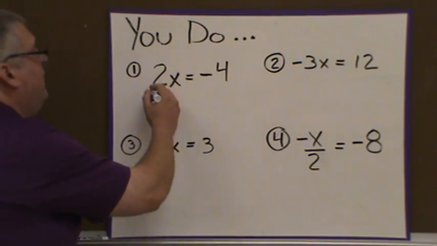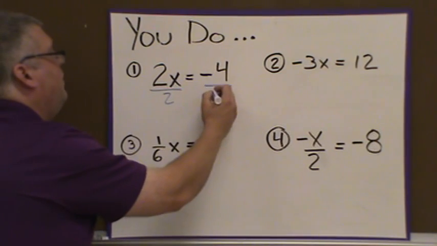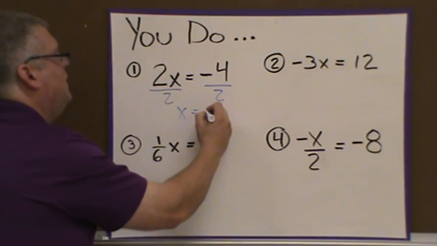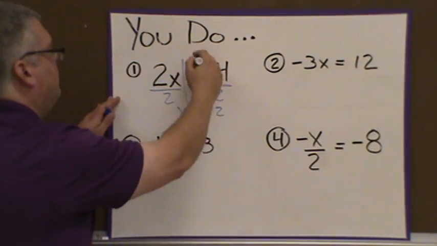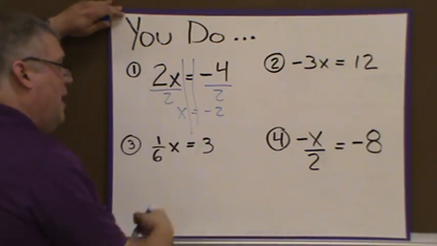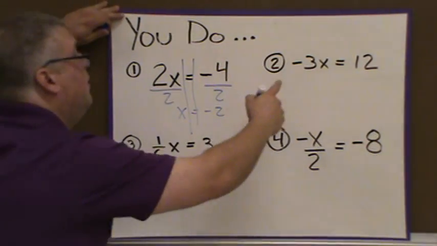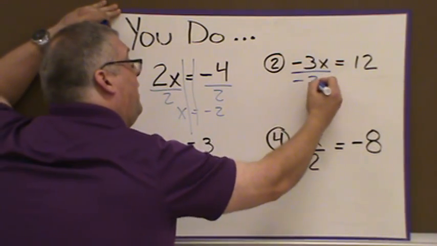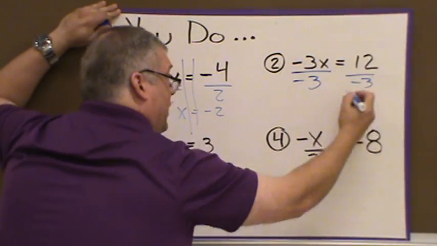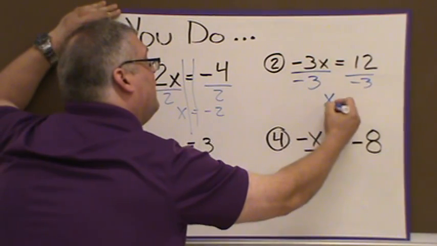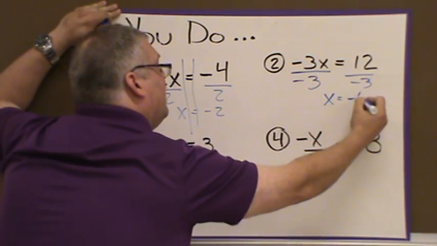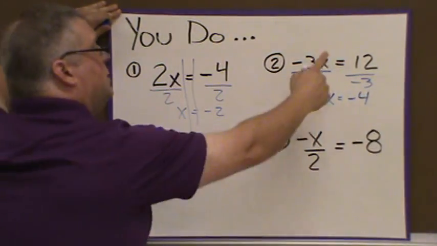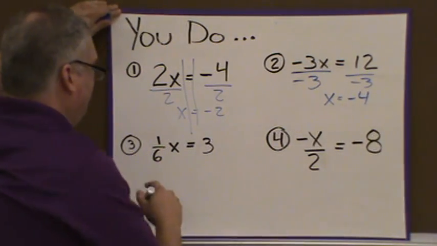This is 2 times x, so I need to divide by 2, and I get x is equal to negative 2, making sure I keep that equal sign lined up. Number 2, I'm multiplying by negative 3, so I need to divide by negative 3. And that gives me x is equal to negative 4. Positive divided by negative gives me a negative.